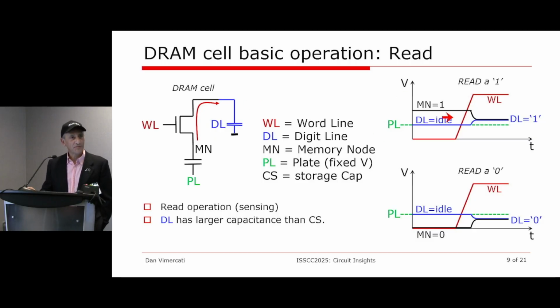There will be a charge sharing between the storage capacitor, CS, and the digit line capacitance. And you will see the digit line value, which is the blue node routed outside onto the sense amp, going up a little bit. It doesn't go up that much, it just needs to go up a little bit in order for the sense amp to detect that. The same goes for the 0. When we sense a 0, the word line goes up, and the digit line deflects a little bit down due to the charge sharing between the storage capacitor and the digit line.